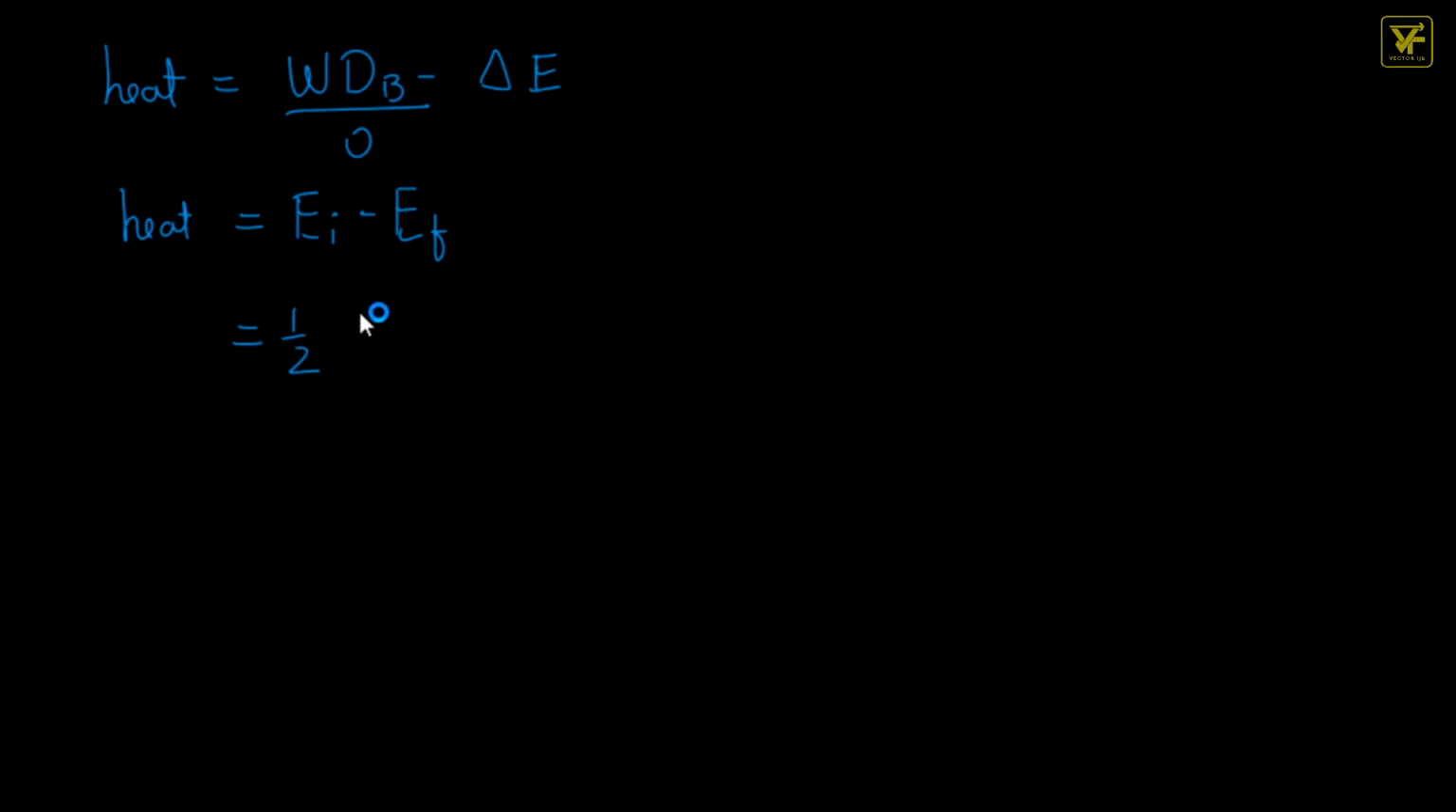It's up to you. Half C1 is 3 into V1 square, which is 4 because it is charged with 2 volts initially, plus half C2 is 5 and V2 square, V2 is 4 volts, so this will be 16. This is the total initial energy, half C1 V1 square plus half C2 V2 square, minus total final energy, which is half C1 V square plus half C2 V square.